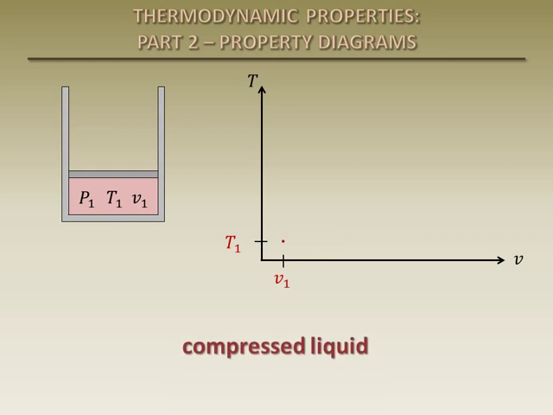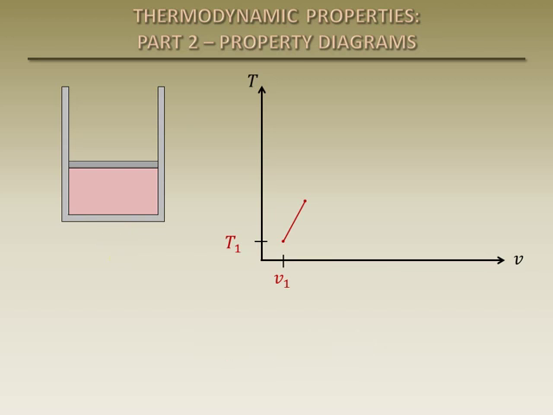A compressed liquid is one which is not about to vaporize. If energy is added to the system in the form of heat transfer, for example, the temperature increases and the liquid begins to expand, increasing its specific volume. Note that throughout the heating process, the piston is allowed to move as the liquid expands, so the pressure remains constant. If enough energy is added, it will become what is called a saturated liquid.